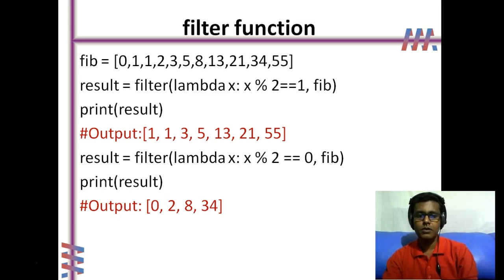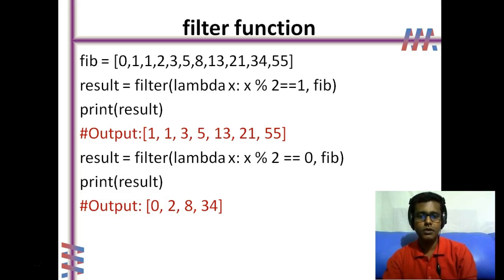So 0 mod 2 equal to 1? If the condition is satisfied, then it will be filtered and put in the list called result. Now when I apply this to all the elements, automatically your output becomes 1, 1, 3, 5, 13, 21, 55. Because when I do 1 mod 2 equal to 1, the condition is true. That is 1 mod 2 equal to 1 and 3 mod 2 equal to 1, 5 mod 2 equal to 1, 13, 21, 55 goes on like this.